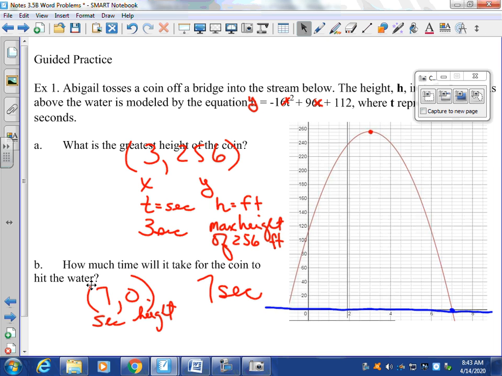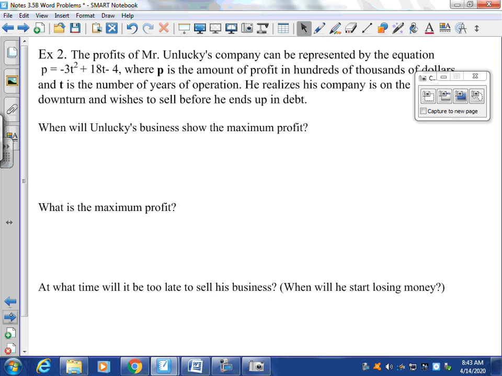All right, let's try another. Okay, so in this problem, the profit that Mr. Lucky's company can make is represented by this equation, P equals. It says that it's profits in hundreds of thousands of dollars. So when you get what P is, and P is 3, that doesn't mean 3, it means 300 thousands of dollars, so 300,000. And T is how many years he's been in operation. He realizes his company is on the downturn and wishes to sell before he ends up in debt.